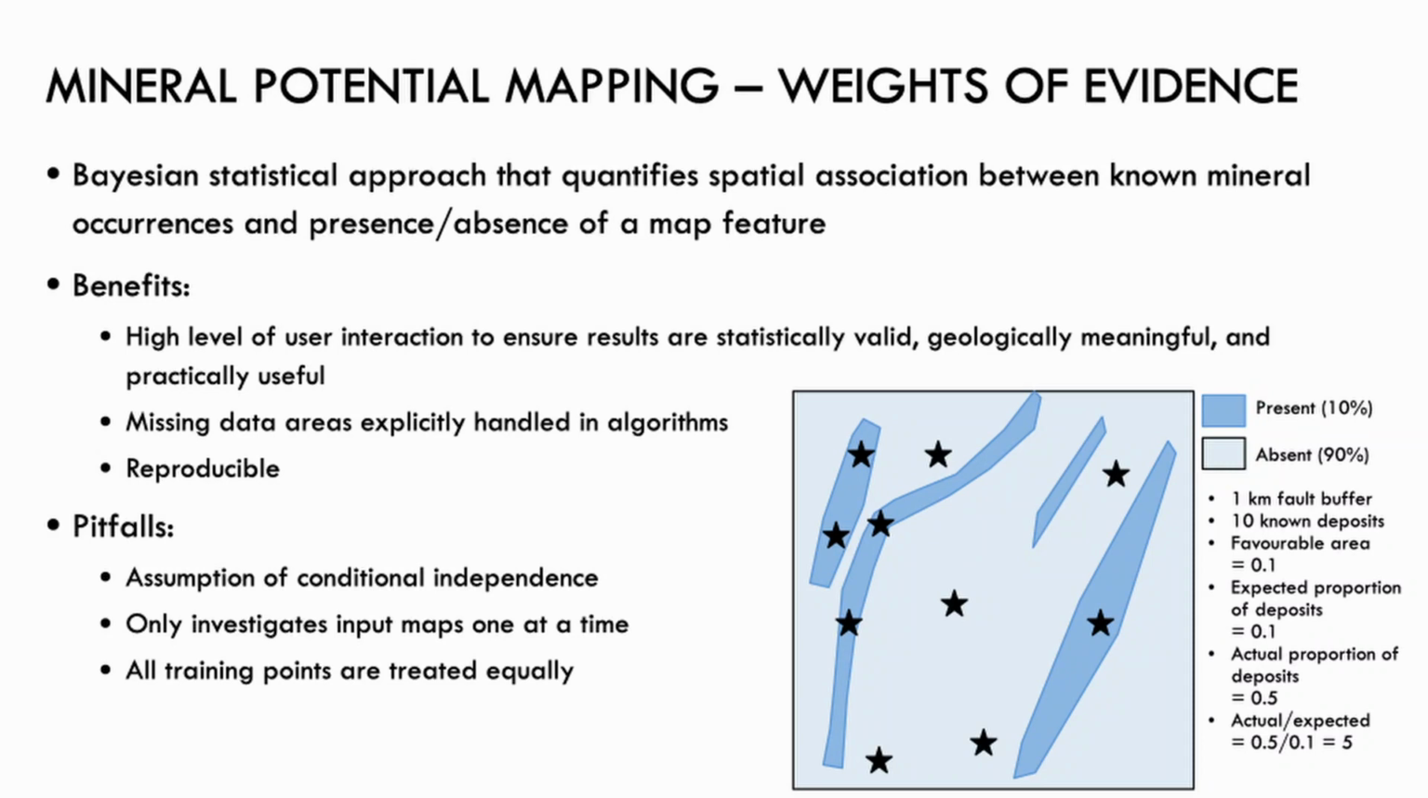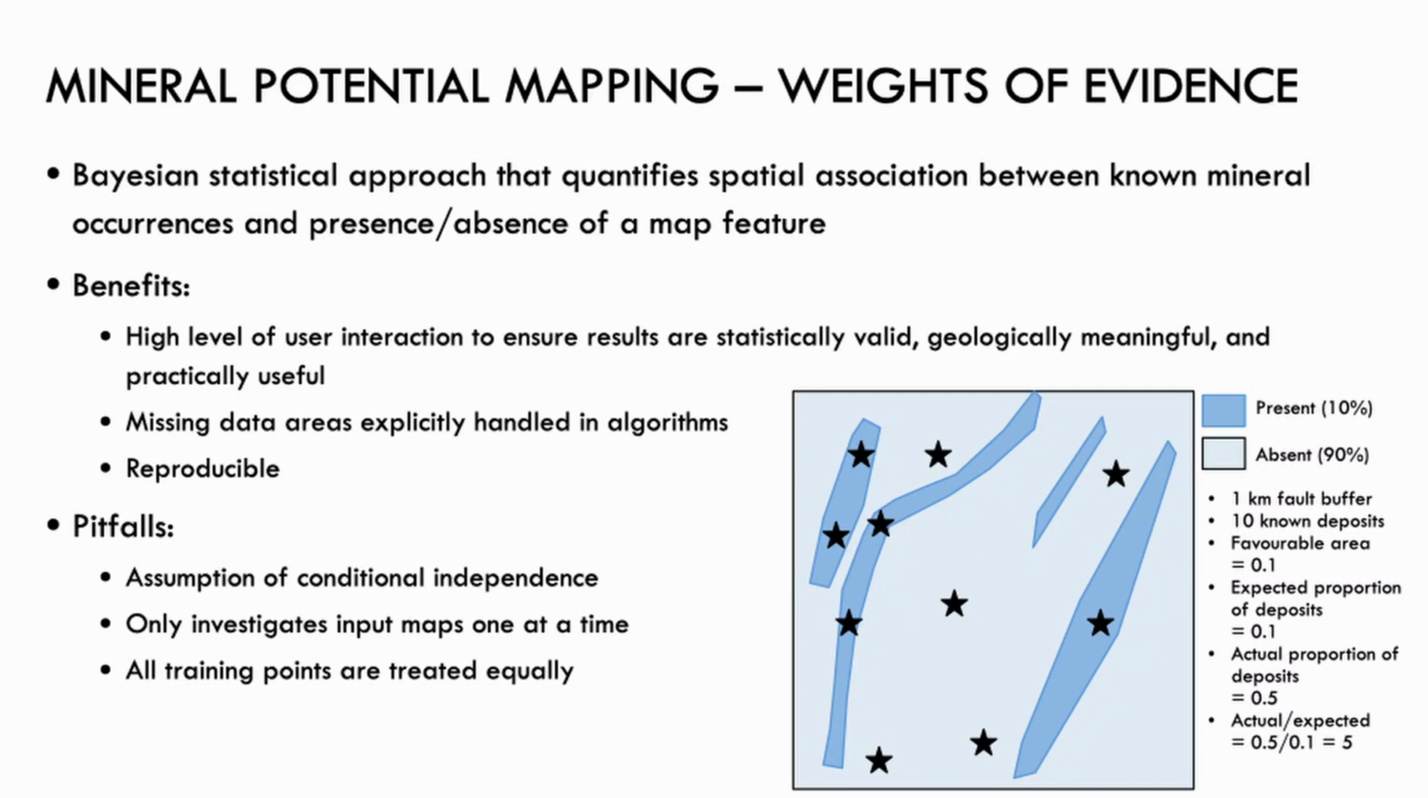It explicitly handles missing data, so that if you do have some data sets with sample bias, for example, or your geological mapping is not complete, then the algorithms can handle that in the modelling process. And it is also fully reproducible. If you run the same set of input maps 10 times, you're going to get exactly the same output every time.